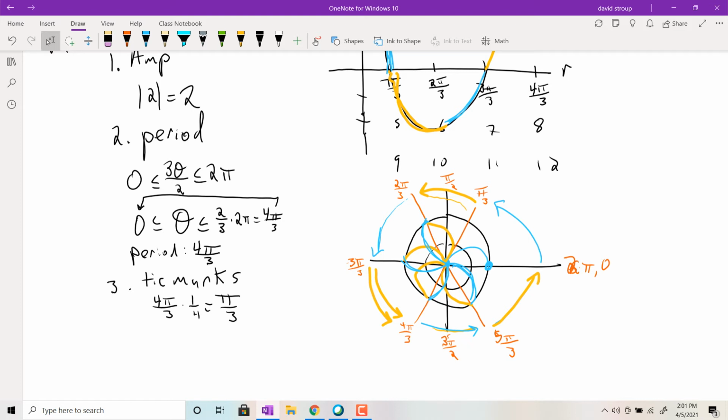That's not right, where am I? Kind of lost as to where I am. So I think it was 8 to 9. Okay, I should have 5, 6, 7 pi over 3, 8 pi over 3.